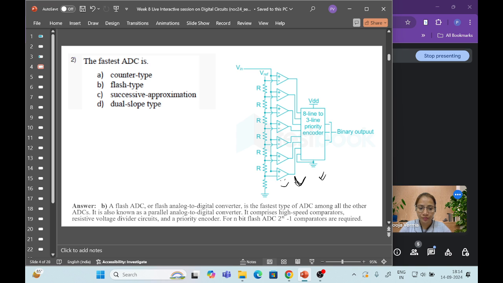It has resistive voltage divider circuits, which make a voltage divider, and a priority encoder. For an n-bit flash ADC, 2 to the power n minus 1 comparators are required to convert the analog signal to a digital signal. It depends on how many bits we need for conversion; n is the number of bits. So flash type ADCs are the fastest. That's why option B is correct.